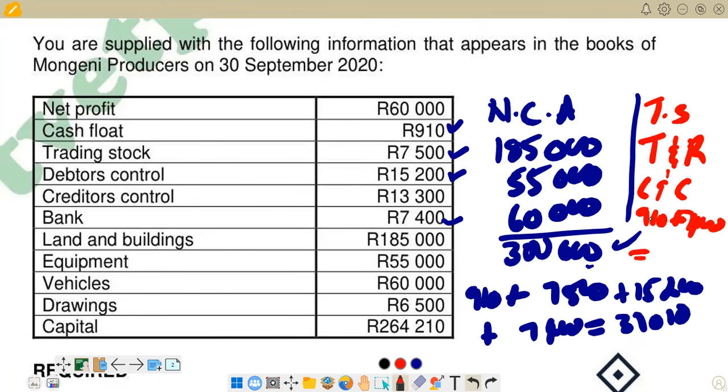So if we add, let's try to add. We are saying 910, then we add 7,400. We are supposed to get 8,310. So 8,310 now represents our cash and cash equivalents. So that's what we have. We are just going to summarize that in the answer section.